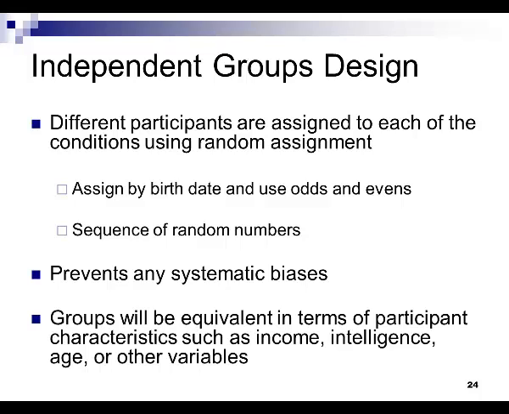There are lots of different ways that you can do that. You can simply assign random numbers to individuals and randomly assign people, or you might use a birth date, and anyone whose birth date ends in an odd number is in one group and evens would be in another group. It helps to prevent any systematic biases, and again, the groups will be equivalent in terms of participant characteristics such as income, intelligence, age, or other variables.